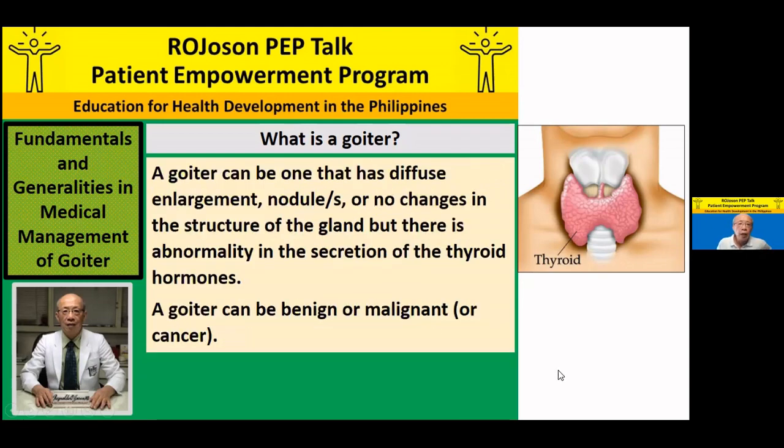A goiter can be one that has diffuse enlargement. It can also have nodules, or it can have no changes in the structure of the gland, but there is abnormality in the secretion of the thyroid hormones. So that's a summary of what is a goiter. And a goiter can also be benign or malignant. Not always benign. It can be malignant.